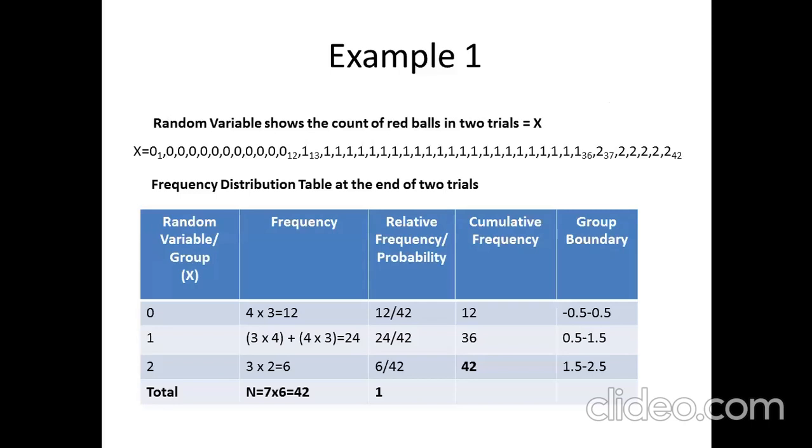So if the random variable shows the count of the red balls at the end of the 2 trials, and we indicated it with X, we have seen that the total values in X are 42, right? And it can have the value 0, 1, and 2. 0 means no red ball in the two trials. 1 means one red ball in two trials, and 2 means two red balls in the two trials.